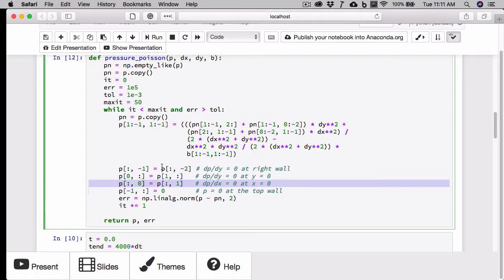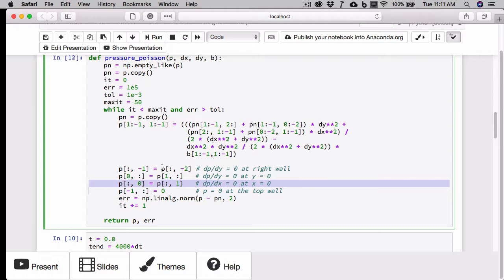At the left wall, your indexing starts at 0. The first interior point is 1. So p at the boundary is equal to the first interior value. Same thing for y equals 0, so that's j equals 0. So p at j equals 0 is equal to the p interior. Okay, so that gives you a Neumann condition.